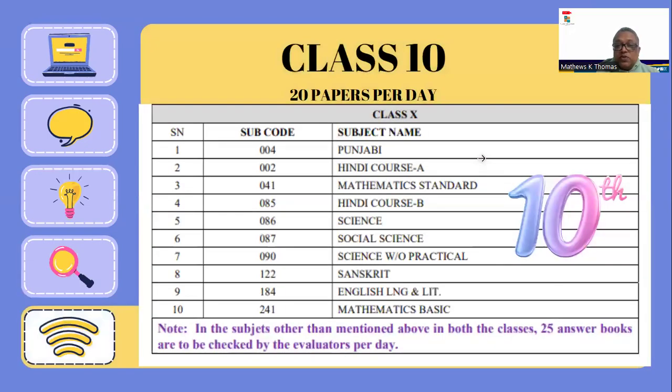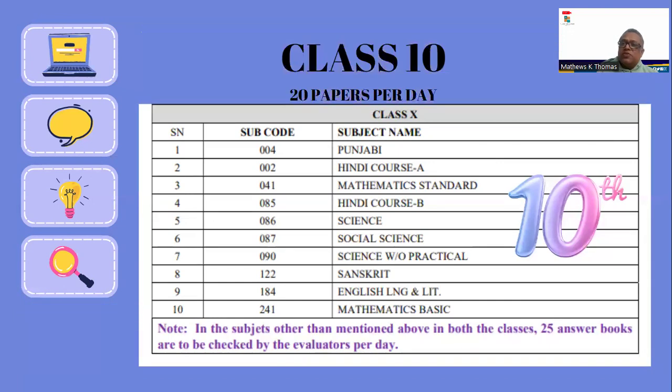So these are the class 12 subjects, and then these are the class 10 subjects. Here you will find the subjects of class 10. And here also you will find that most of the major subjects say 20 papers. In the note they have written, in the subjects other than mentioned above in both the classes, 25 answer books are to be checked. So if your subject is not mentioned here, that means the evaluator has to check 25. The reason being that it may not be an 80-mark paper, it may be a 50-mark paper, like painting or artificial intelligence. They are smaller papers, so you can check more. So ideally 20 papers for major subjects, and for the other subjects not mentioned in this list, you have to check 25 papers in one day.